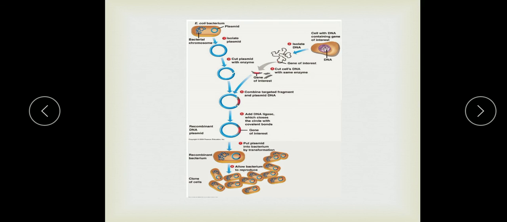Then in the next step, when this bacterium makes its copies, when it reproduces, many cells are formed, many bacteria are formed, and each and every bacterium has the recombinant gene, the recombinant DNA. It has the gene of interest. So by this process we can form a lot of copies of this gene of interest, and also the information which this gene of interest has will be transferred to these cells.